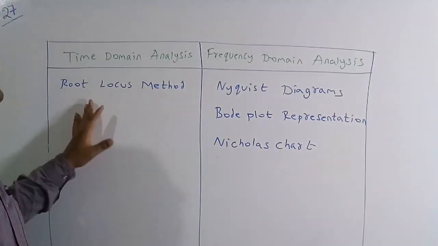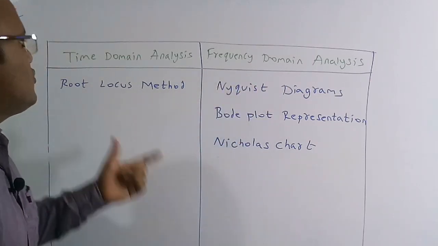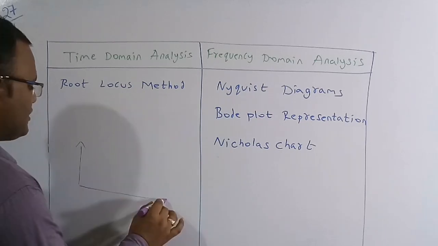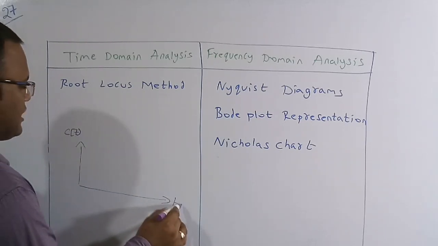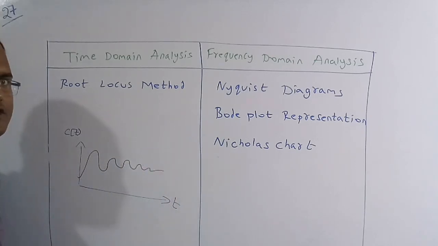Now we'll discuss first what the time domain analysis and the frequency domain analysis are. Time domain analysis means here we are going to see the response to the input. Here c(t) is the response of the system, and with respect to time we are going to see its response nature.